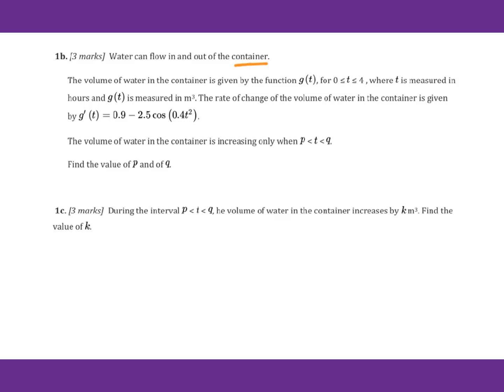The volume of water in the container is given by the function g of t for t between 0 and 4, where t is measured in hours and g of t is measured in meters cubed. The rate of change of volume of water in the container is given by this function. The volume of water in the container is increasing only when t is between p and q. Find the value of p and q.